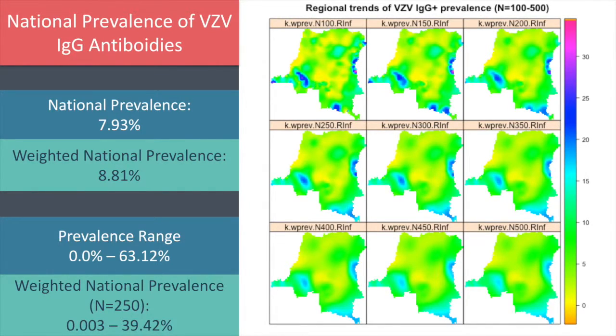So we determined a national prevalence of 7.93%, and when you add the weighting variable from the DHS, it's about 8.81%. When you didn't weight the data, it ranged from 0 to 63% nationally, but weighted, it drops down to a maximum of 39.42%. And you can see if I set a different number of observations per ring, on the top left corner is the smallest number, 100 observations, and you see a lot of variation in this map.